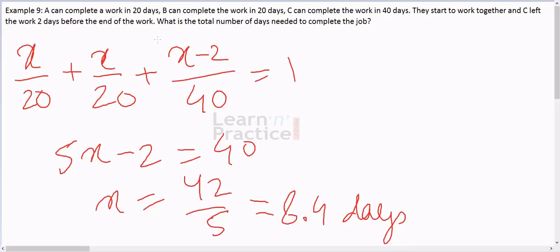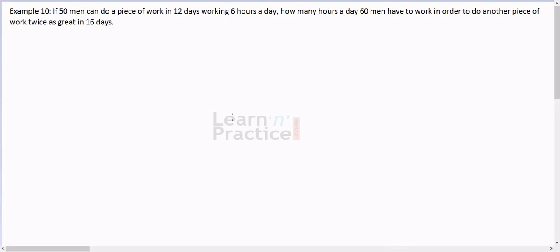Now let's move to question number 10. If 50 men can do a piece of work in 12 days, working 6 hours a day, how many hours a day do 60 men have to work in order to do another piece of work which is twice as great as work 1, and they are working for 16 days.